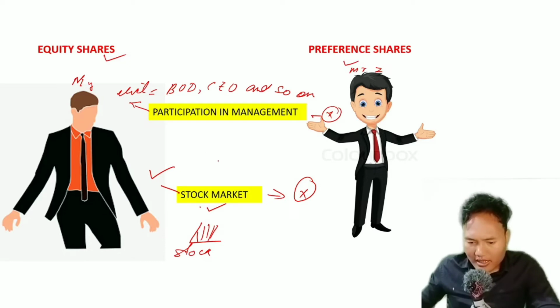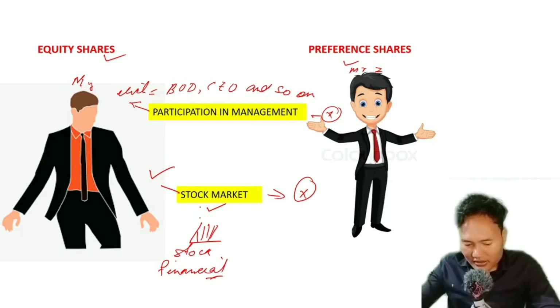Then who are allowed to have preference shares? The preference shares are mainly given to the various financial institutions, okay? Financial institutions have the preference to have preference shares, and the company always tries to give preference shares to various institutions, financial institutions or various organizations. It is not commonly issued for the general public.